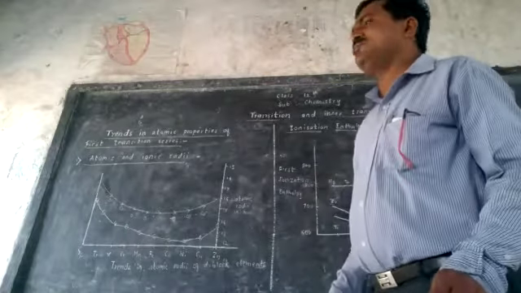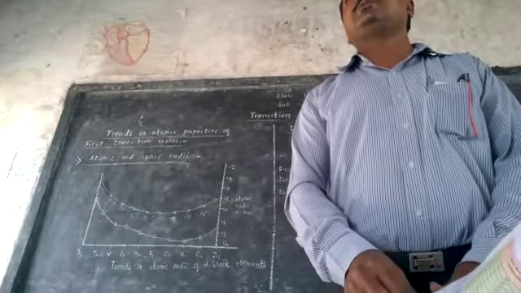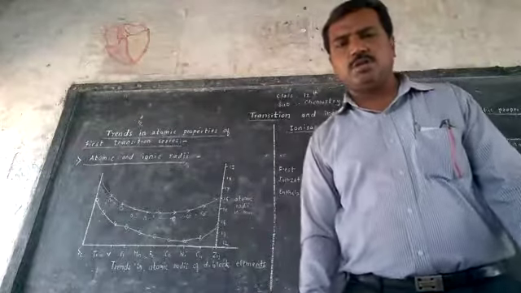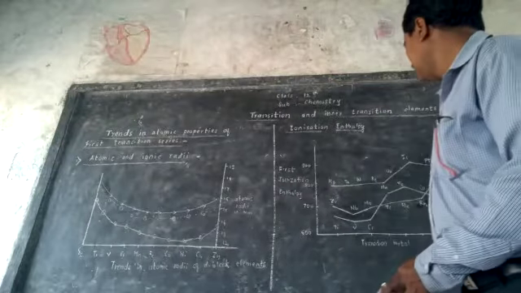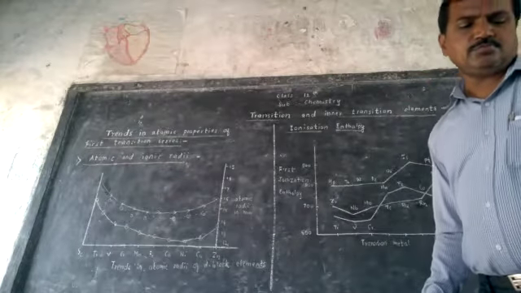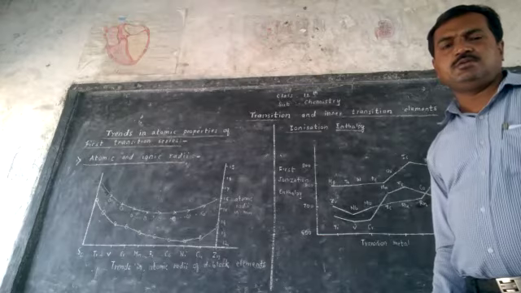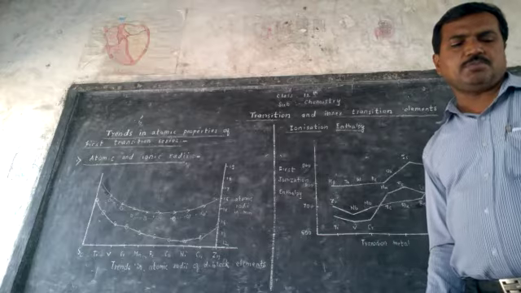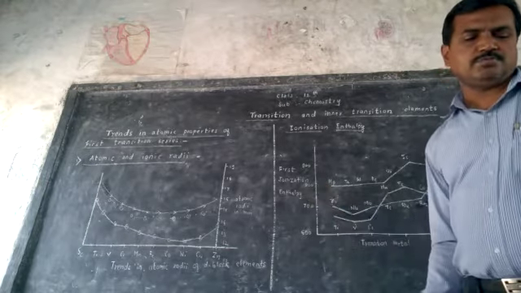Then ionization enthalpy. The amount of energy required to remove an electron from the outermost orbit is called ionization enthalpy. Here the ionization enthalpies of transition metals are given. These ionization enthalpies are intermediate between the s block and p block, meaning they are between the s block and p block.